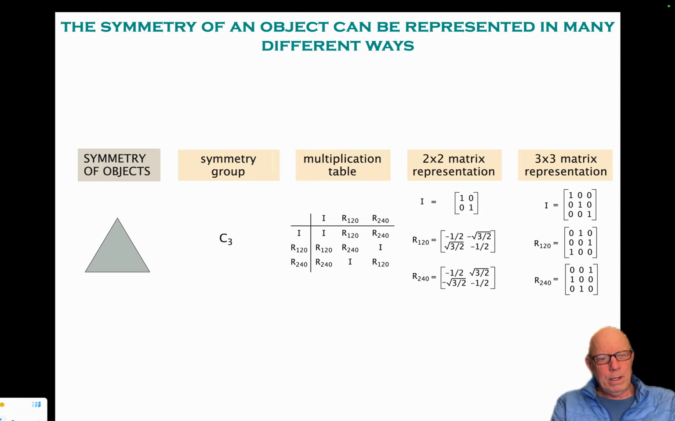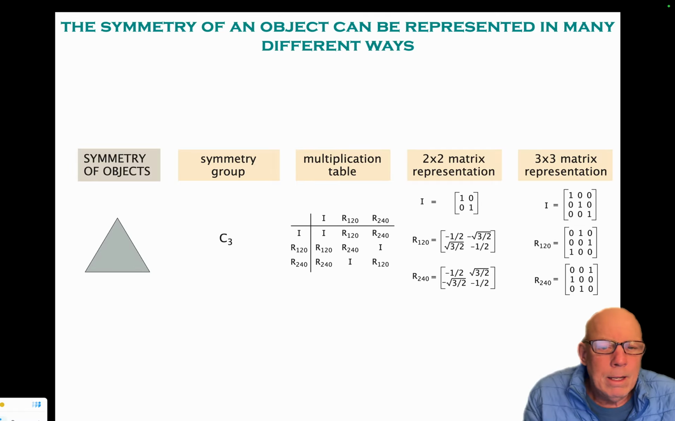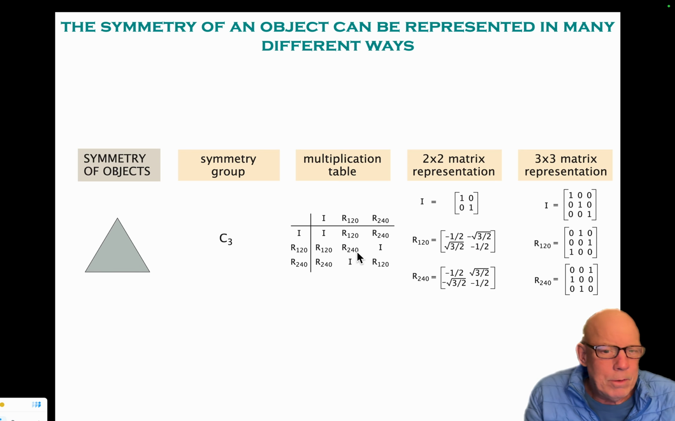I'm calling R120 the operation of rotating by 120 degrees. I'm calling R240 the operation of rotating by 240 degrees. And what I want you to see is that there's a multiplication table, meaning that I can put these operations together in succession. So for example, R120 times R120, as you can see in the multiplication table, is R240. That makes sense. R120 times R240 gives me the identity, because if I do a 120 and a 240, that's a full 360 rotation, so I'm back where I started.